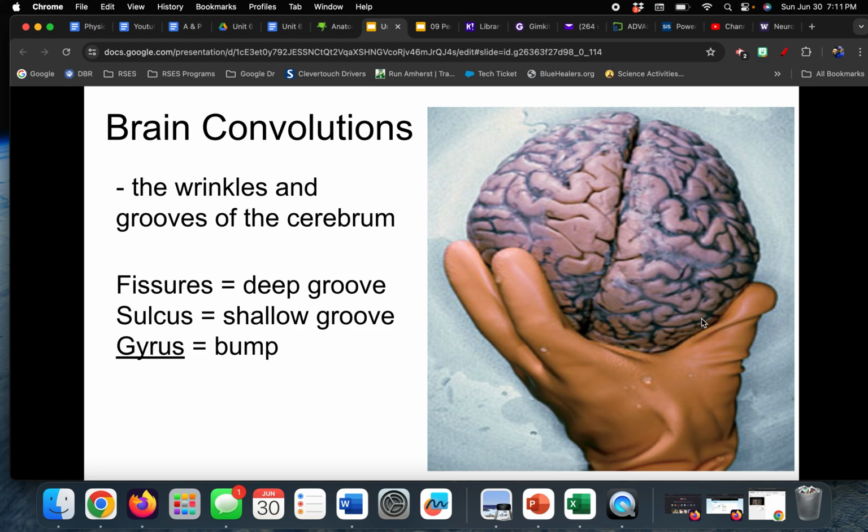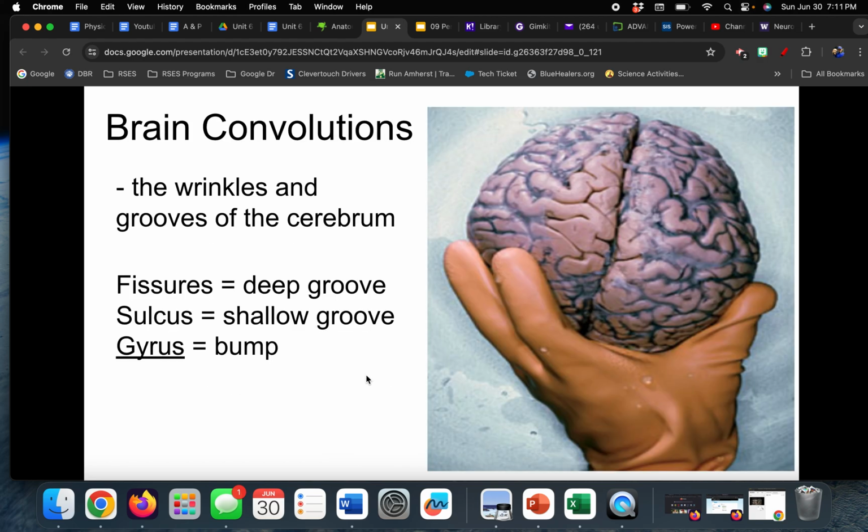Brain convolutions. Convolutions is a fancy way of saying the wrinkles and grooves of the cerebellum. So the folds and the grooves that are created. The deep grooves are called fissures. These two won't be on the test, but we should be aware of them. A shallow or smaller groove is called the sulcus, and a bump would be a gyrus.